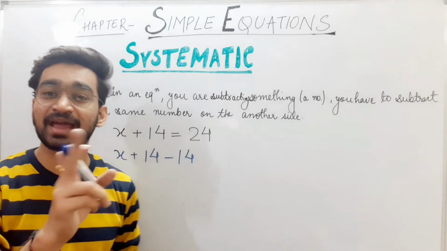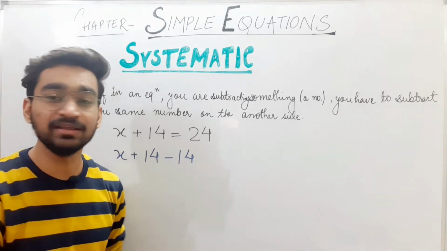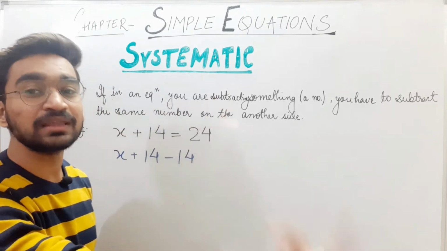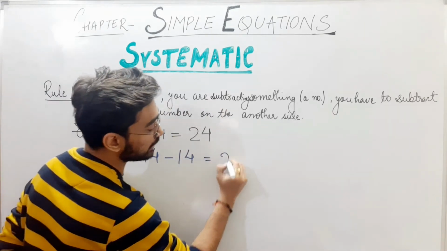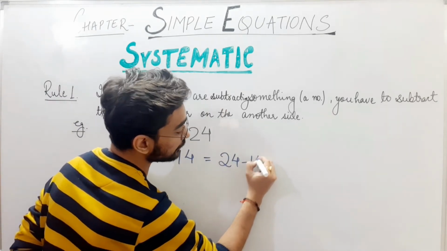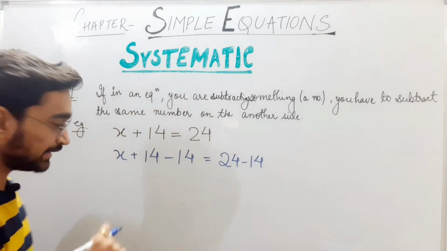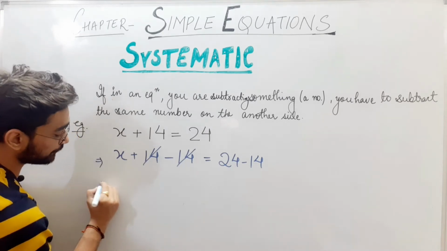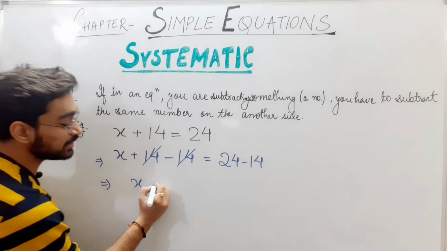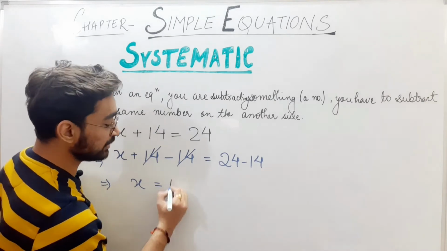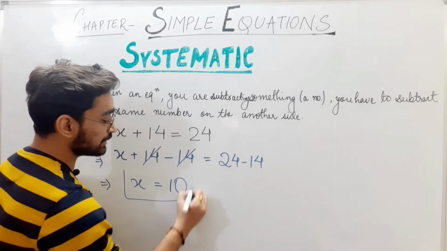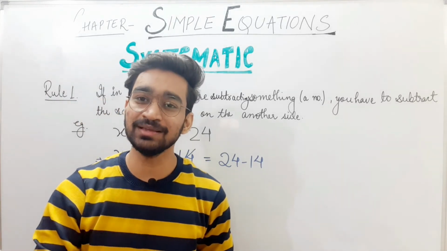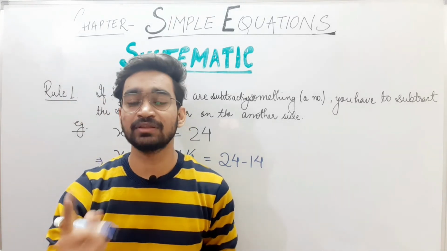And we know that if we are adding, subtracting, multiplying, or dividing any number on one side of the equation, we have to do the same operation on the other side also. So we will do 24 minus 14. Clear? Then these 14 will be cancelled out. What will be left here? X will be equal to 24 minus 14, which is 10. So this will be my answer, or the root of this equation, using rule number 2 of the systematic method.